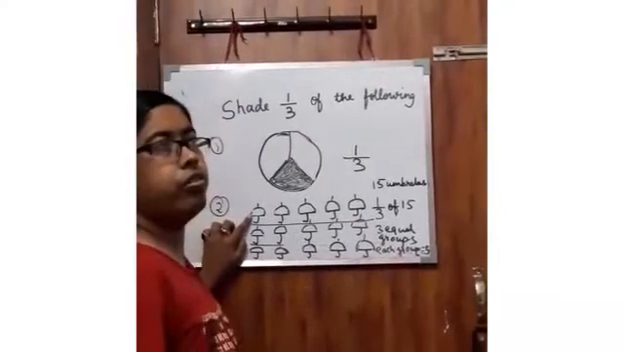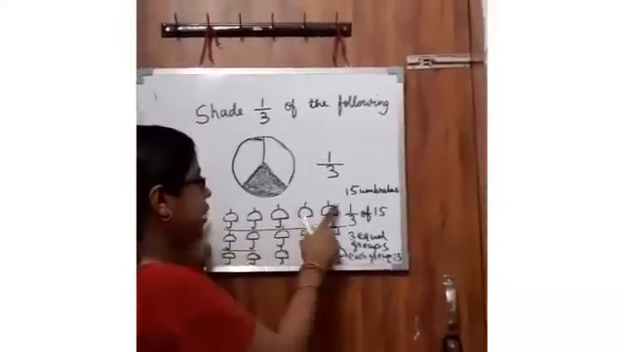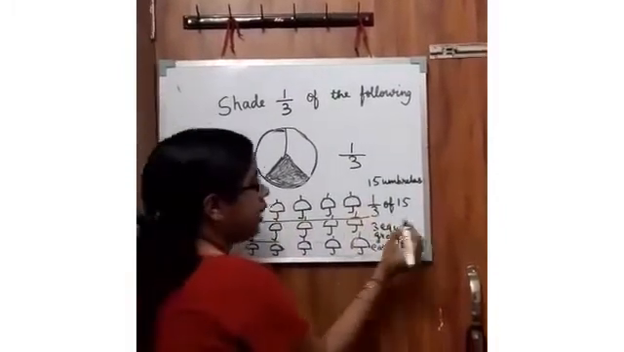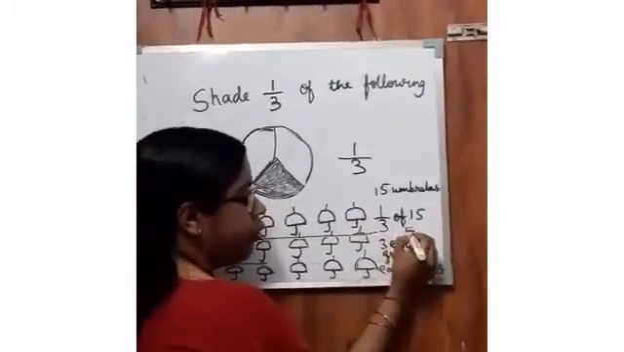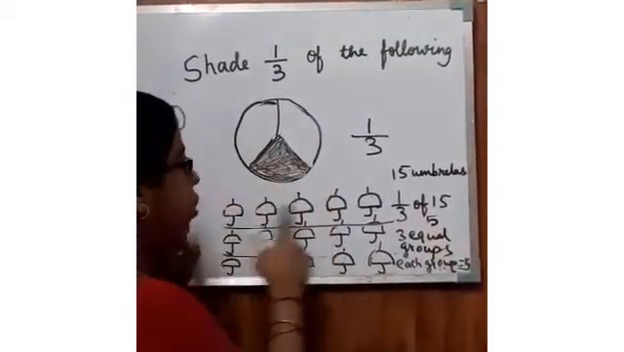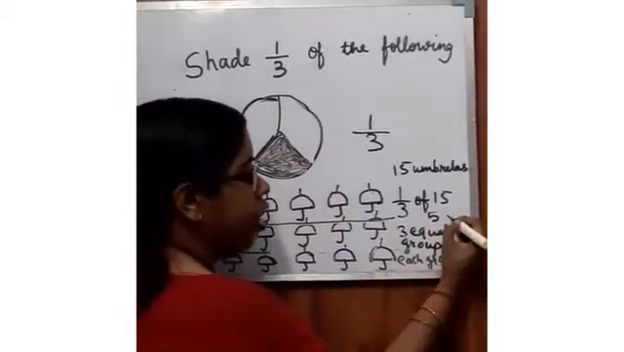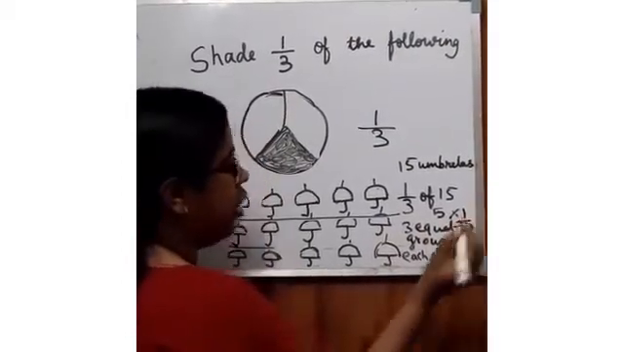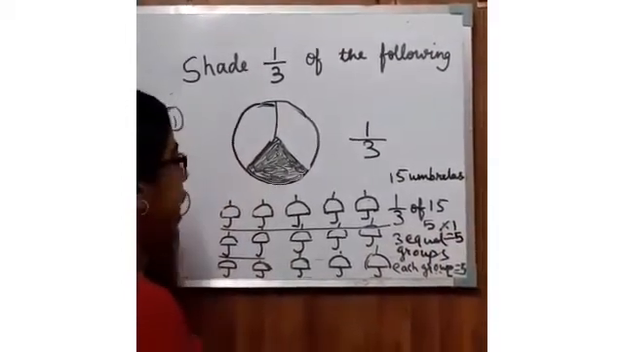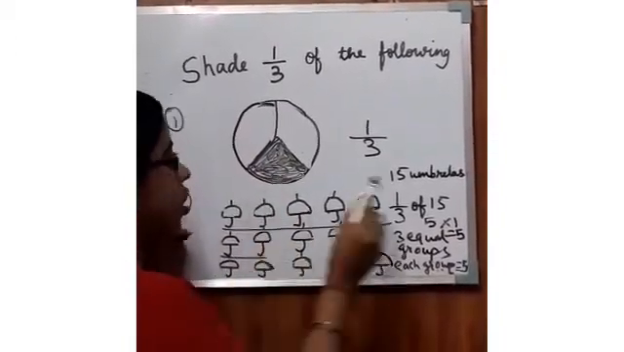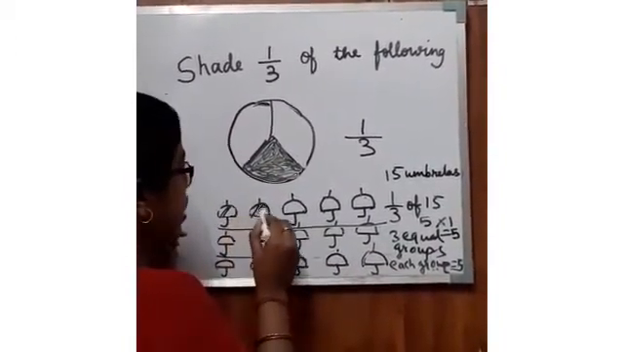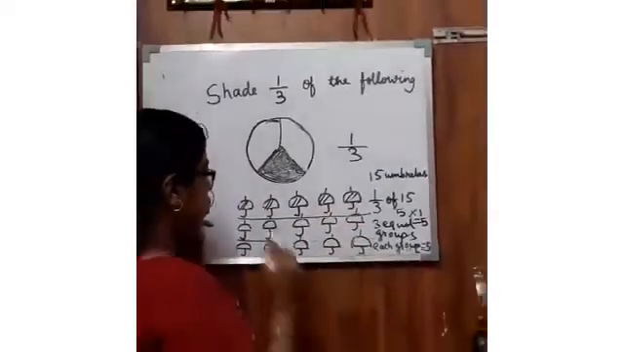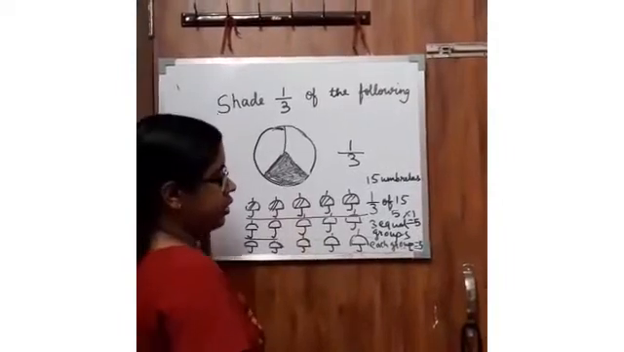1 part out of 3 means 1/3. In one group of 3 there are 5 umbrellas. And how many groups do I have to take out of 3 groups? 1. 5 into 1 is equal to 5. So how many umbrellas do I have to take? 5. 1, 2, 3, 4, 5. You have to take 5 umbrellas.